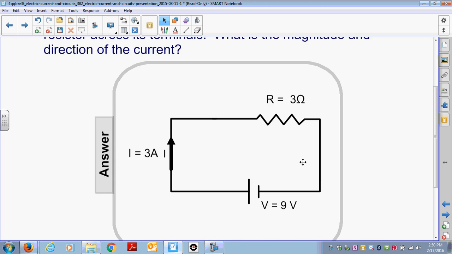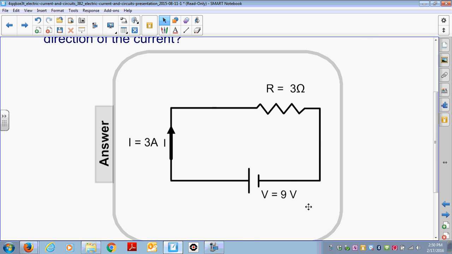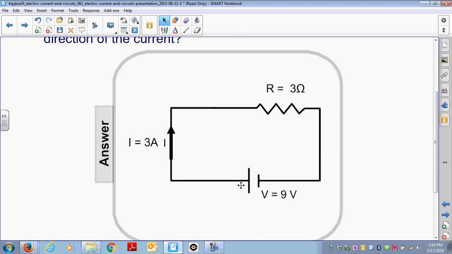First, we're going to draw our circuit. Now, it says here we have a 9-volt battery, so there's our battery, and we label it 9 volts. We have a 3-ohm resistor. There's our resistor. Notice how we connect with a square or a rectangle. We never make it a curved line when drawing schematics. We always draw the wires at right angles.